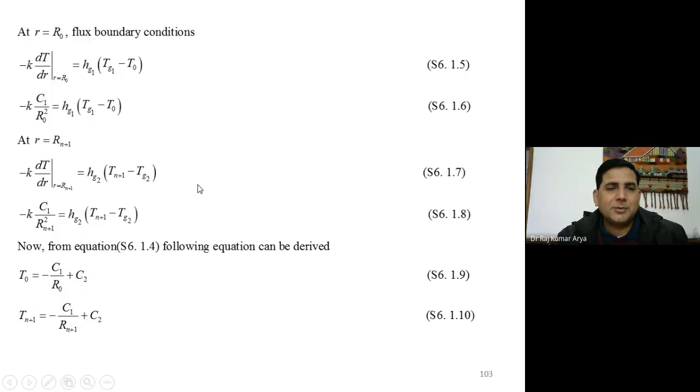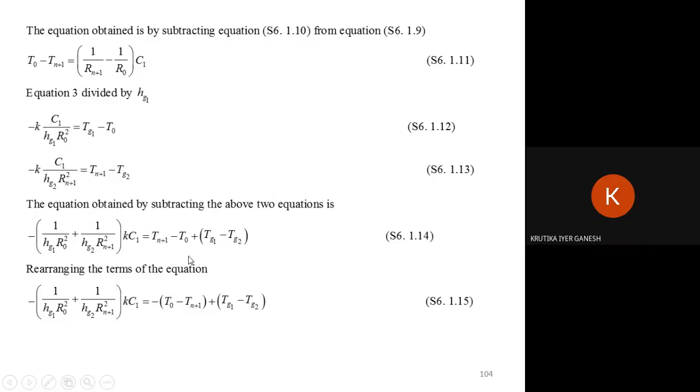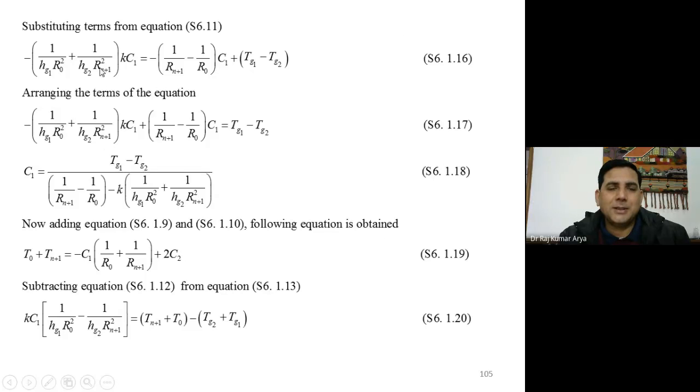Not that much the same. If you obtain it by subtracting, you will subtract your equation 10 and 9. You will get this, and then divide equation 3 by this, and you get something like that. Then you have to subtract the above two equations, and you will get this equation again in C1. So practically from here you are getting the expression of C1 first. From here, you rearrange everything and get the final expression of your C1.